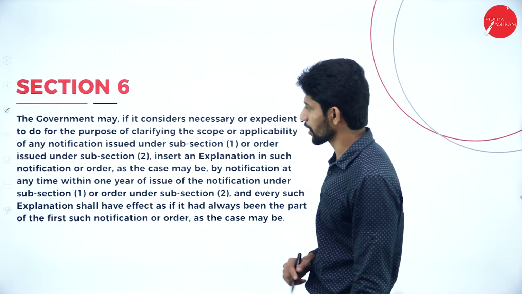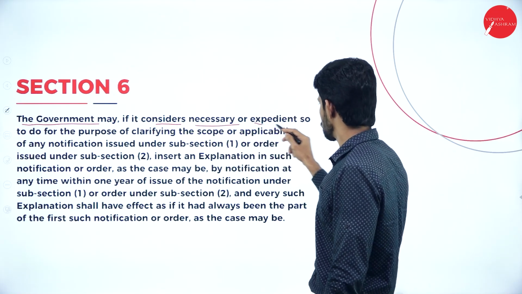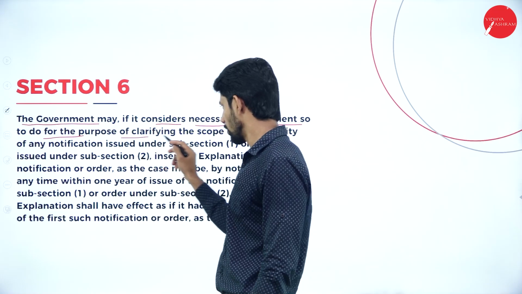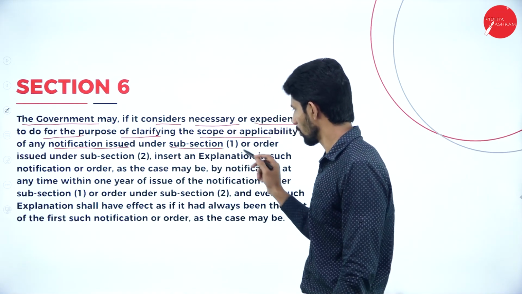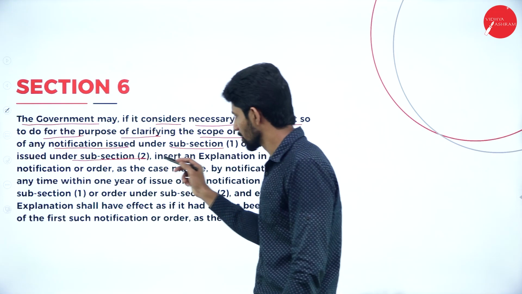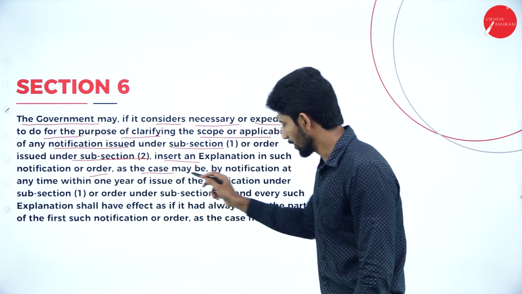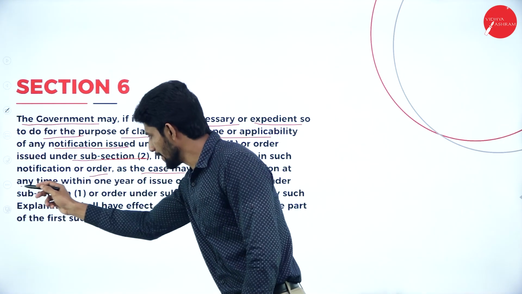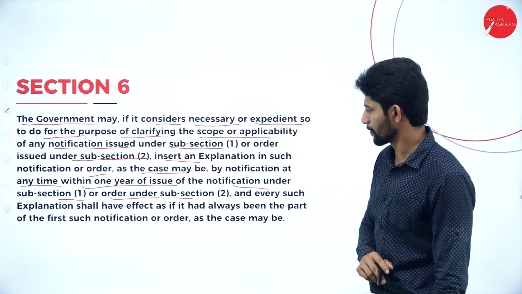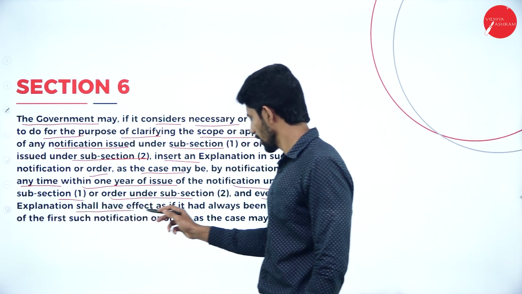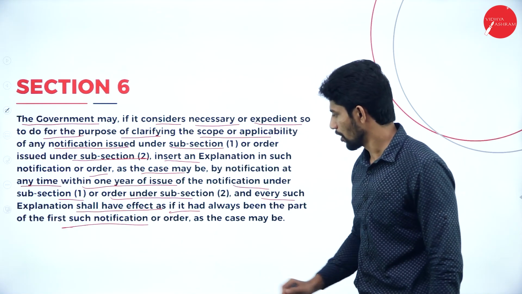So section 6 again continued. What it says: the government may, if it considers necessary or expedient so to do for the purpose of clarifying the scope or applicability of any notification issued under subsection 1 or order issued under subsection 2, insert an explanation in such notification or order, as the case may be, by notification at any time within 1 year of issue of the notification under subsection 1 or order under subsection 2, and every such explanation shall have effect as if it had always been part of the first such notification or order, as the case may be.